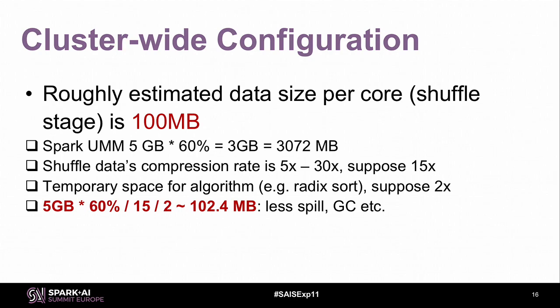Okay, what does it mean? It means if each core has 5 gigabytes of memory and processes 100 megabytes of data, we can expect all the data to be processed in memory, and so we will have less spill and less GC. So how can we get each task to process 100 megabytes of data exactly?